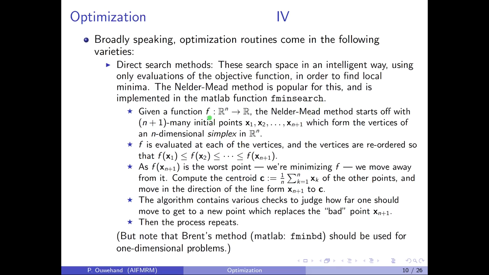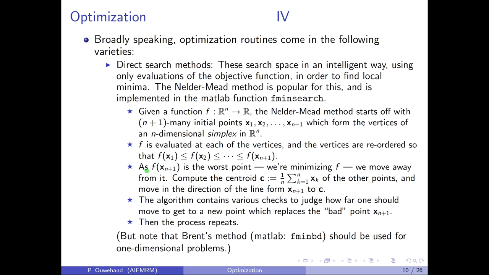Given a function from R^n to R, in other words an n-dimensional function, it starts off with n+1 initial points, x1, x2 up to x_{n+1}, which form the vertices of a so-called simplex in R^n. For example, if n is equal to 2, we'll have 3 points forming a triangle, and if n is equal to 3, we'll have 4 points forming a tetrahedron. f is evaluated at each of these vertices, and these are then reordered so that the values of the function go from smallest to largest.